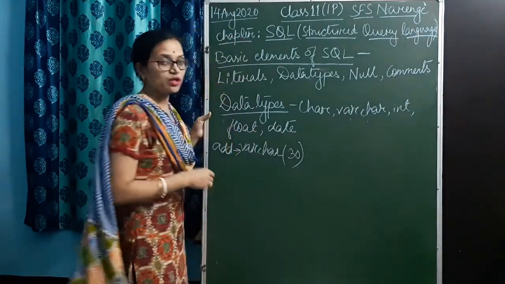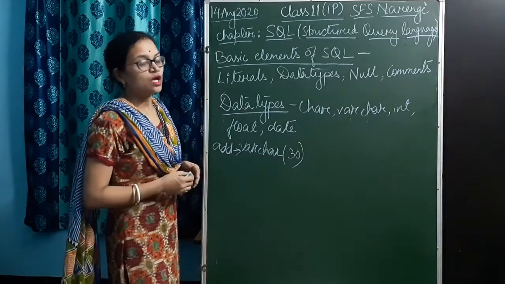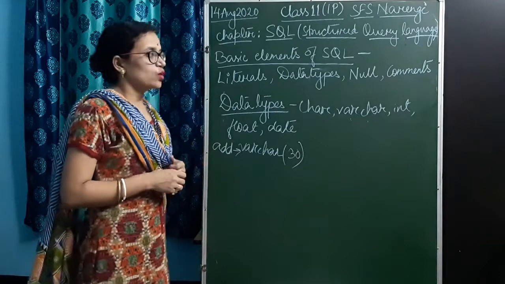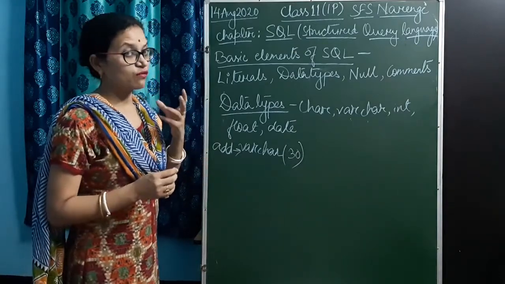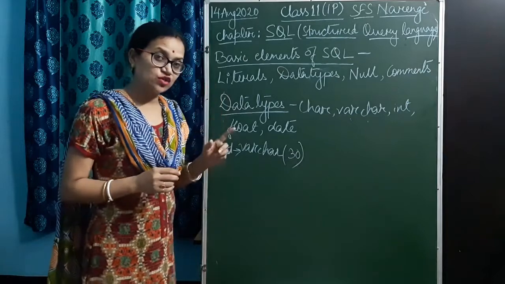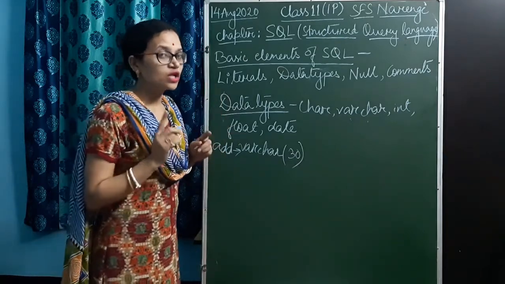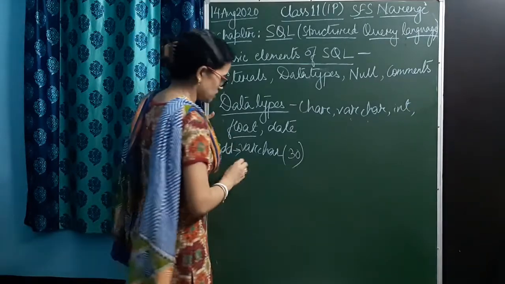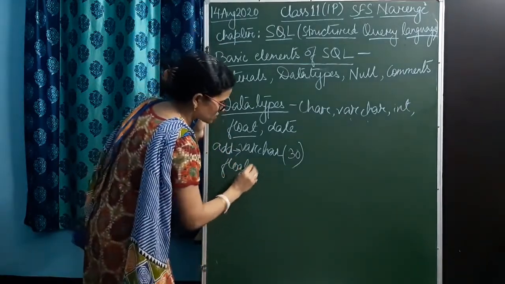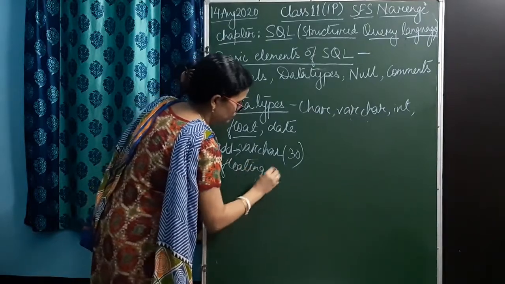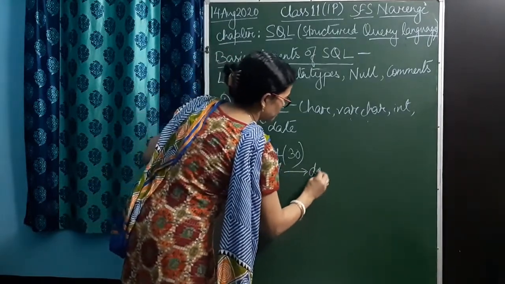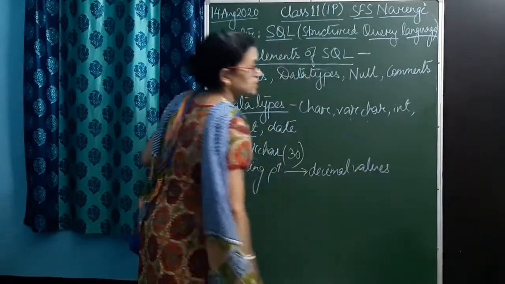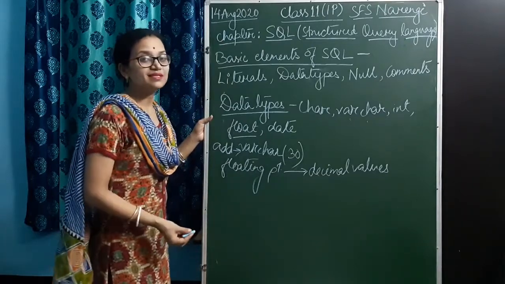Next is integer. Integer, always go with the integer values. You want to enter somebody's roll number, you want to enter a phone number, you want to enter some other kind of values which consist of numbers, then we go for integer. Whole numbers, we go for integer. Next is float. Float goes for floating point. Floating point means, students, decimal values.